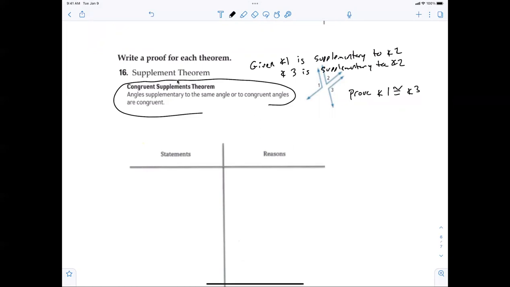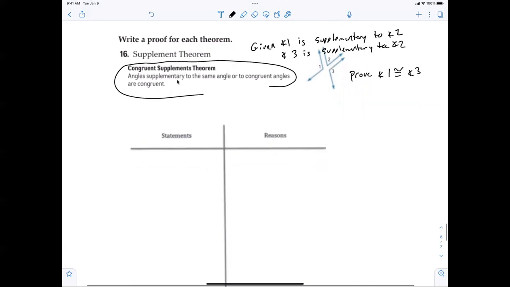So what are we doing? We're actually proving this theorem. All right, that's what we're doing. Given angle 1 is supplementary to angle 2, and angle 3 is supplementary to angle 2, we need to prove that angle 1 is congruent to angle 3. All right. So step number 1, we can write down the what? Given. All right.